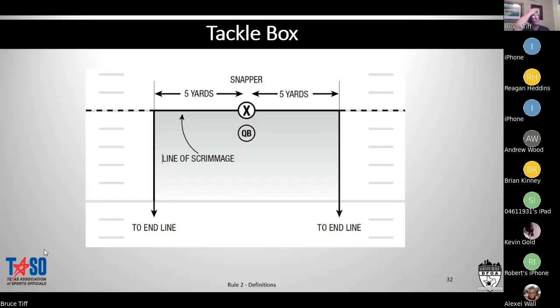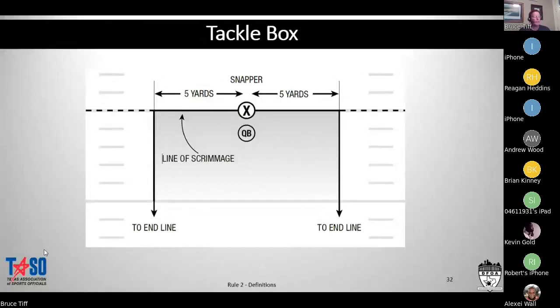Okay, tackle box. Again, another definition that we have to understand because there are a lot of rules that involve the tackle box. It's simply whoever is the snapper, we're going to go 5 yards left and right of him. And then from the offensive line of scrimmage all the way to that end line behind them, that end line is the back line of the end zone. It's not the goal line, it's the end line. That's how big the tackle box is.